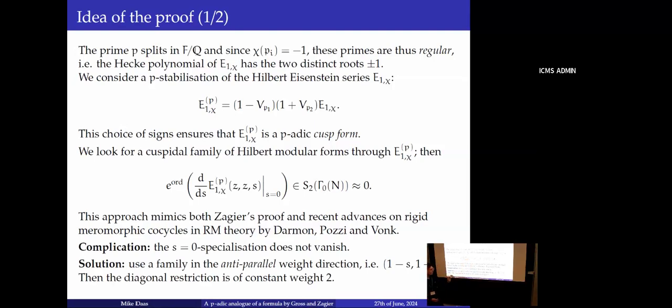But we're saved by choosing our family in a so-called anti-parallel weight direction. And the idea is that there's weight 1 minus s, 1 plus s, so that the weight of the diagonal restriction, which is obtained by adding these two weights together, is constant. And when we have that, it doesn't matter too much that our specialization doesn't vanish, because we can always subtract a constant family. Then that family does have a vanishing specialization, and you expect the derivative to be meaningful, and then I can just add the constant family back. So this still makes sense. But this is a subtlety: we can only deform in this very specific weight direction.